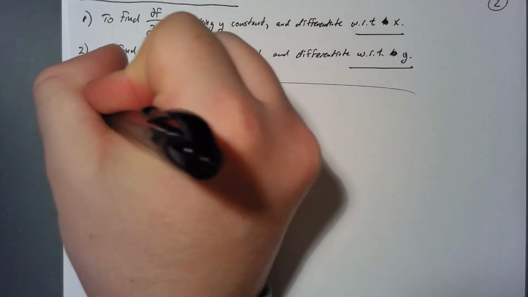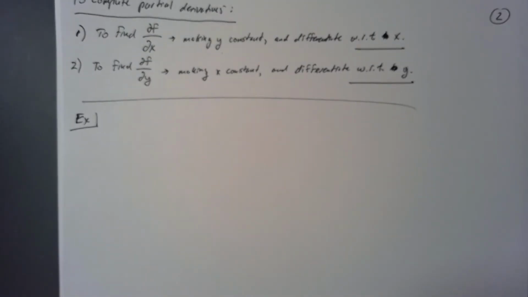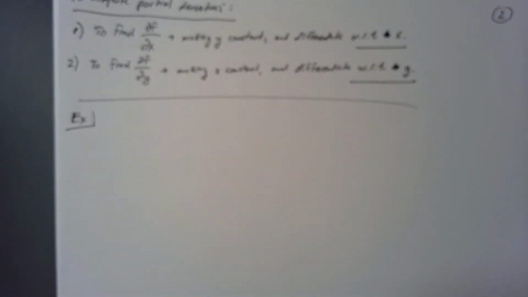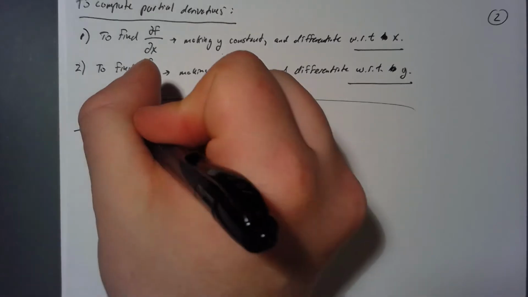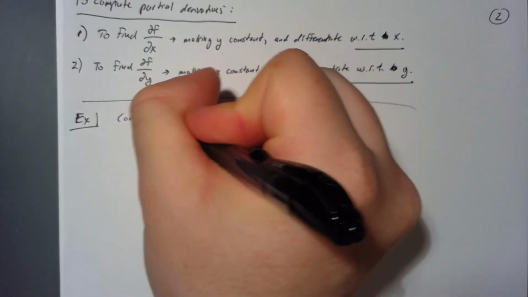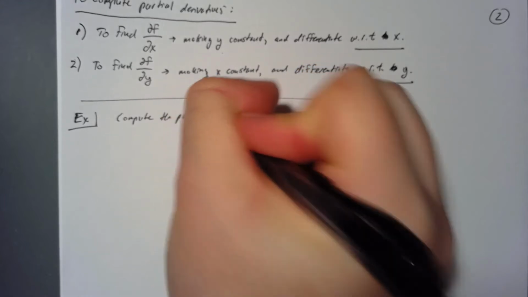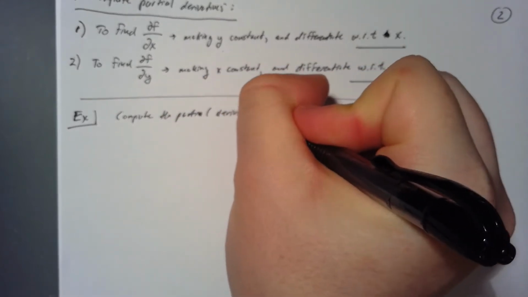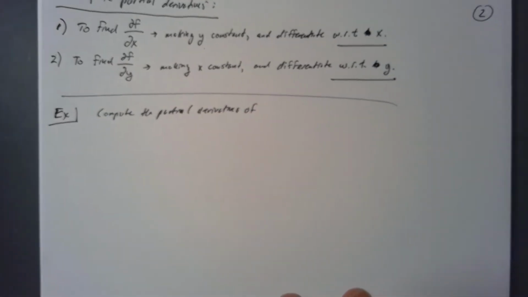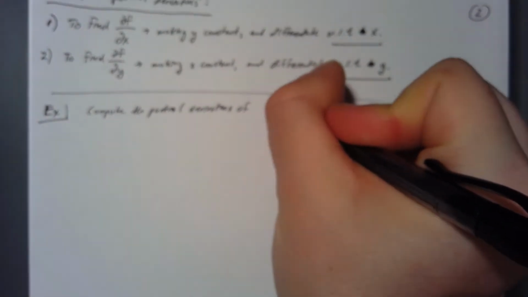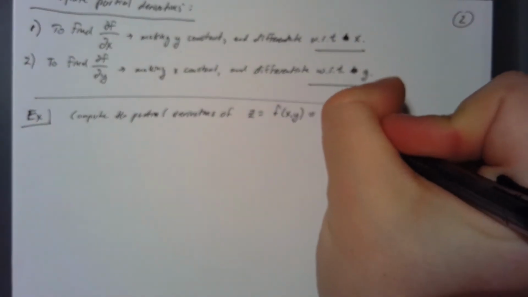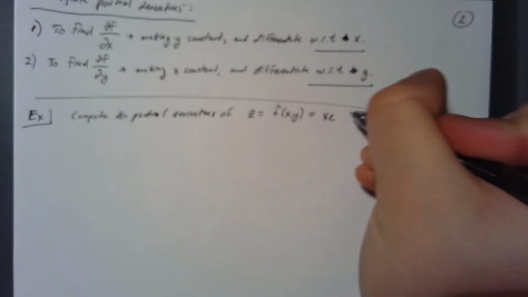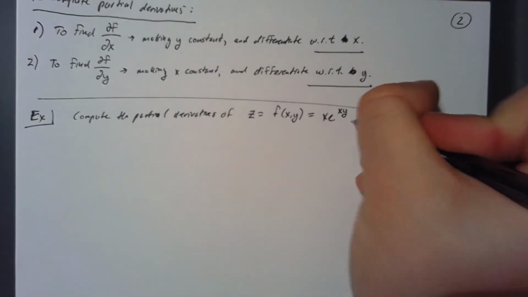So, example. Find the partial derivatives of z equals a function of x and y, which equals x times e to the xy power.